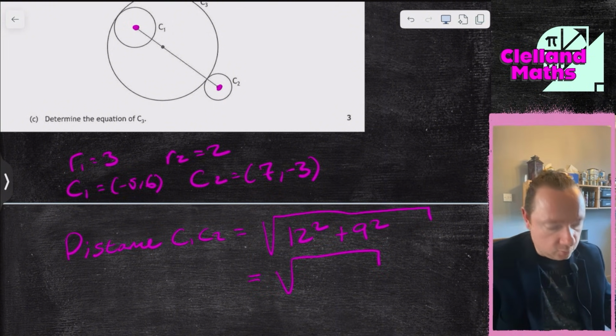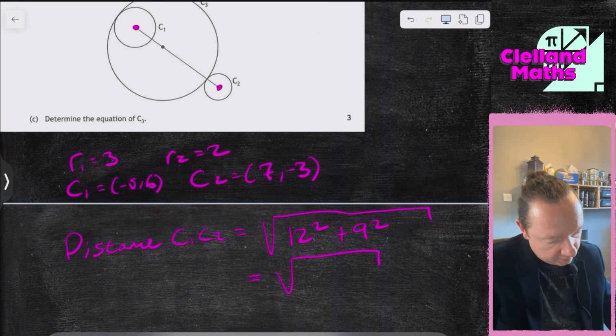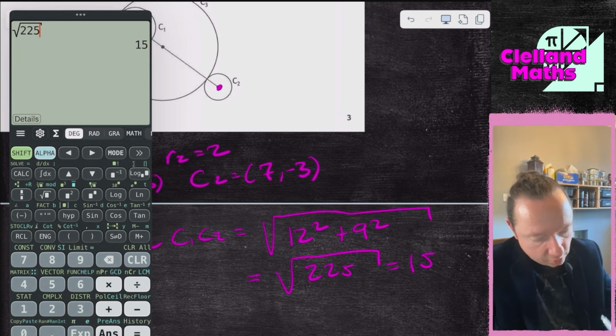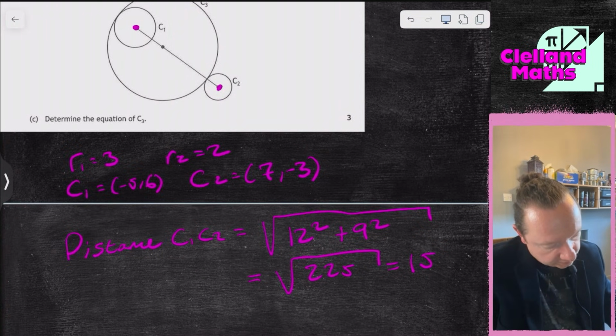7 minus -5 is 12, -3 minus 6 is -9. 12 squared plus 9 squared is 225, which square roots to 15. You can check it yourself, I just know that one. So we know that the distance between centres is 15.